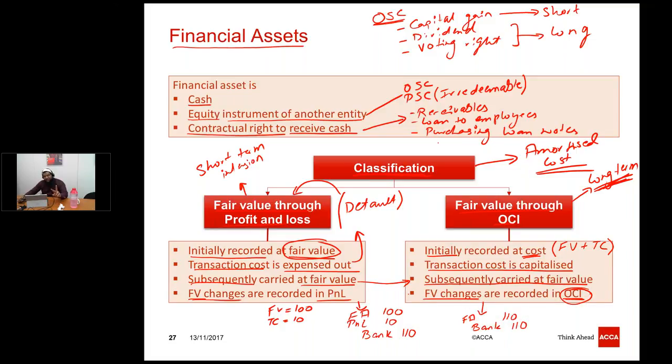So this is the difference. In P&L, we are expensing the transaction cost, and in OCI, we are capitalizing the transaction cost. So in fair value through OCI, the asset is at 110, and in fair value through P&L, the asset is at 100.